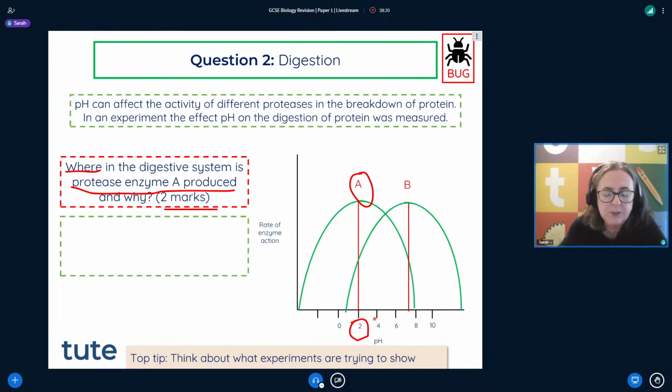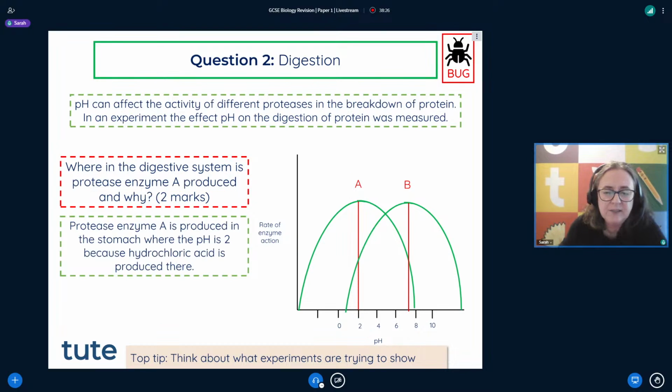And there's only one place in your body where you have that very low pH, and that is your stomach. Okay. And so the stomach, the protease enzyme is produced in the stomach where the pH is 2. And that's because, and this is what you need to say for your second mark, that the stomach contains hydrochloric acid. And that's where this protease enzyme A operates best. So that's the 2 marks for that question.